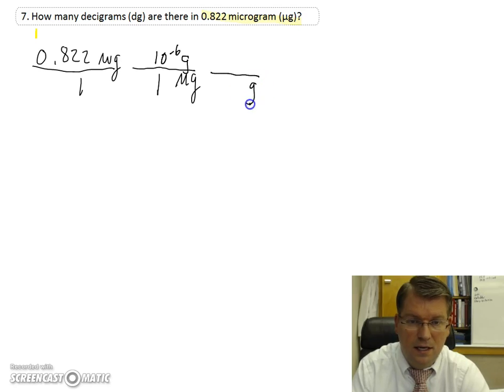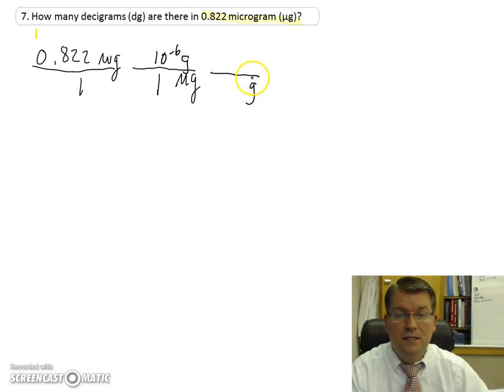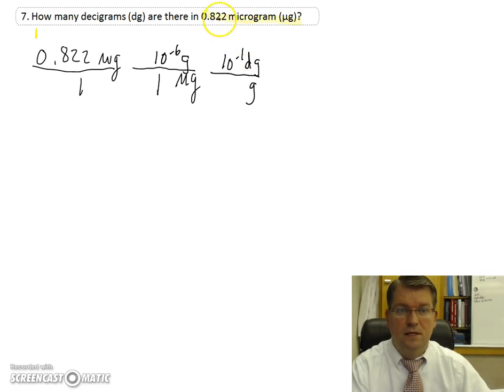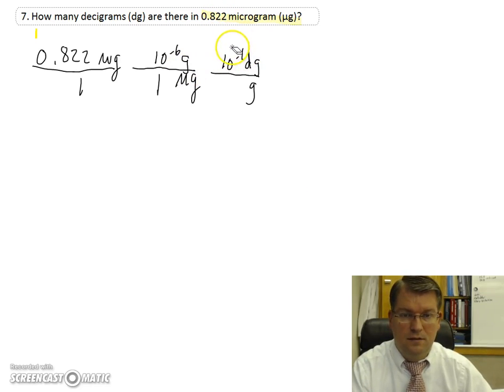I'm going to draw another line. This time we're going to convert from base units, grams, into decigrams. 10 to the negative 1. Oh, I messed that up, didn't I? Let's fix that. 1 always goes with the prefix. Let's see, even I make mistakes. Alright, but I caught myself.